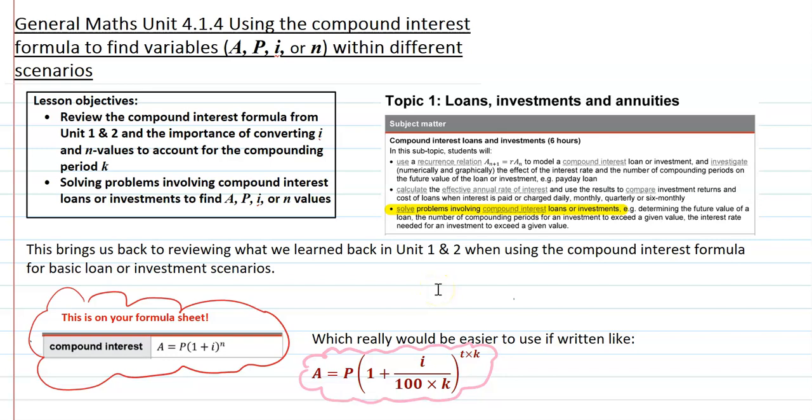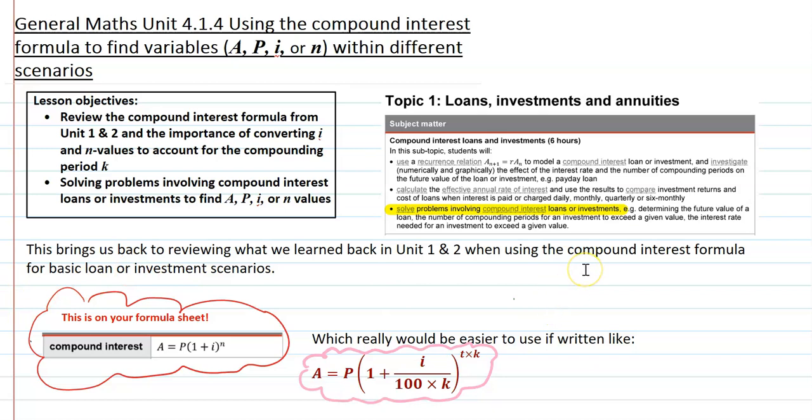We're continuing with Unit 4 in this lesson, looking at using the compound interest formula to find the differing variables within the equation in different scenarios. So the lesson objectives for this time around: we're going to review the compound interest formula from when we covered it in Unit 1 and 2, and particularly the importance of converting the I and the N values to incorporate that compounding period K. And then we're going to look at some different scenarios where we have to find either A, P, I or N values.